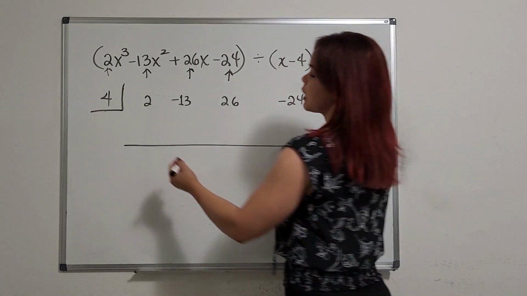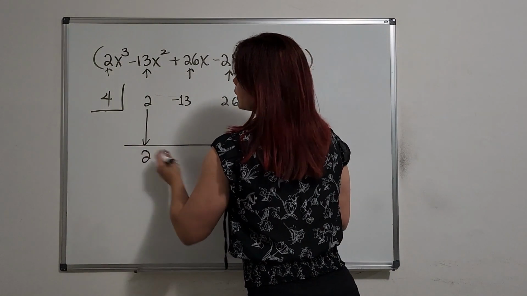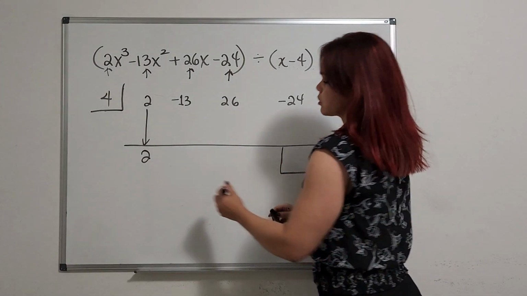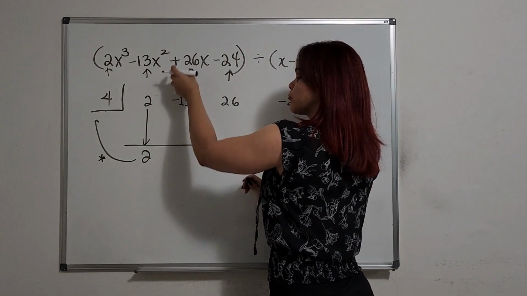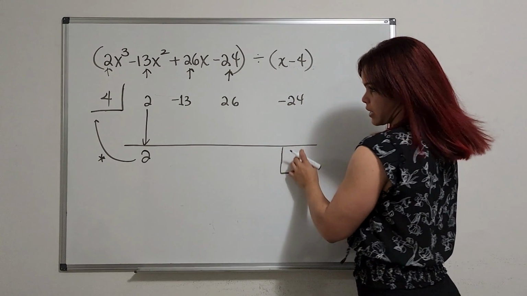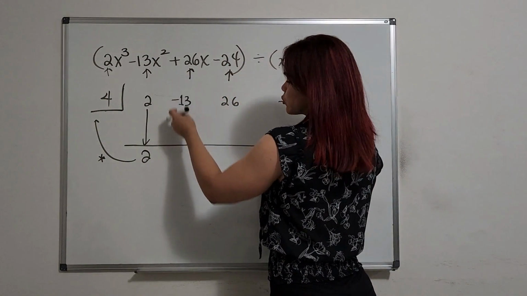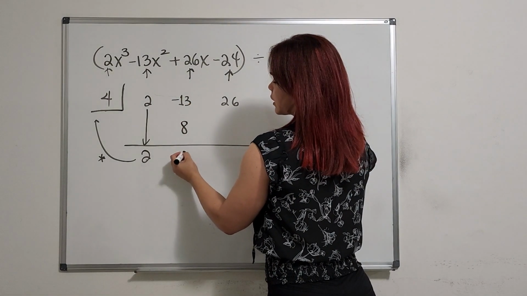So the first step, I'm going to take the first number here, and I'm going to write it down, and then I'm going to multiply and add. So I'm going to multiply here, and then what I write down here, I'm going to add. Then multiply and add, okay? So 2 times 4 is 8. I'm going to add this to the negative 13. So negative 13 plus 8, which is going to be negative 5.